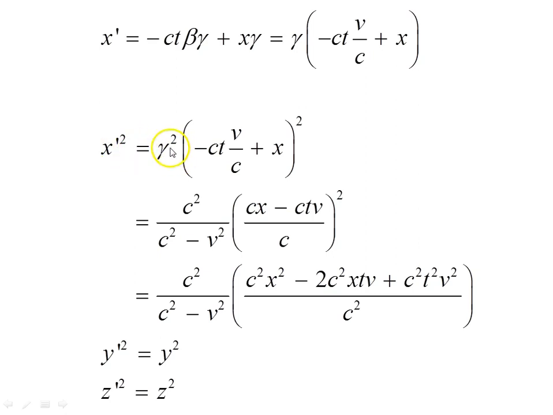X prime squared is gamma squared times this object here, again expand it out, gamma squared is this part here, and then we'll just common denominator c here, and then we're left with this times this. Alright, notice in the y and z directions no transformation occurs because there's no motion in those directions, so there's no Lorentz transformation involved. Y prime squared is y squared, z prime squared is z squared.